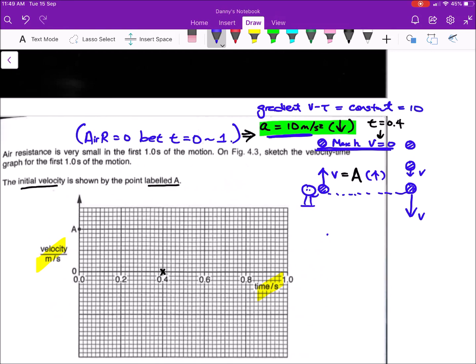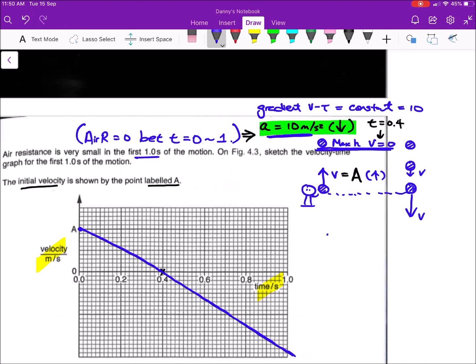And this constant is of course 10. So I know that gradient constant means it's a straight line, so I'll just draw a straight line. After that, it says that in the first 1 second your acceleration will always be constant, so I just need to draw from this point to this point. If the gradient is constant, it means that my line will just carry on straight. Finish. How do I know that it will enter into the negative region?